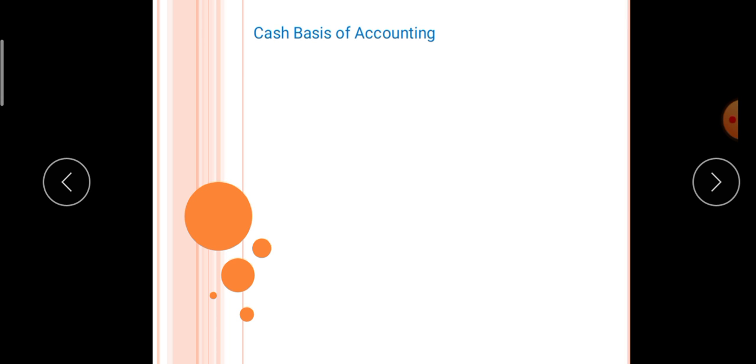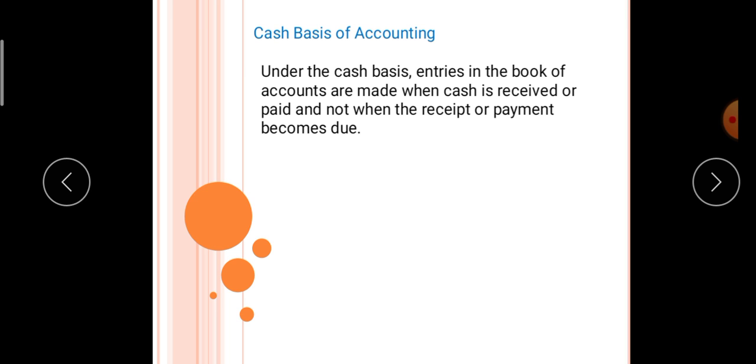Under the cash basis of accounting, transactions are recorded when cash is received or cash payment is done. Like for example, you sold goods on 1st January and the customer makes the payment on 10th January. So in your books you will record the transaction on 10th January and not on 1st January when the goods were sold.